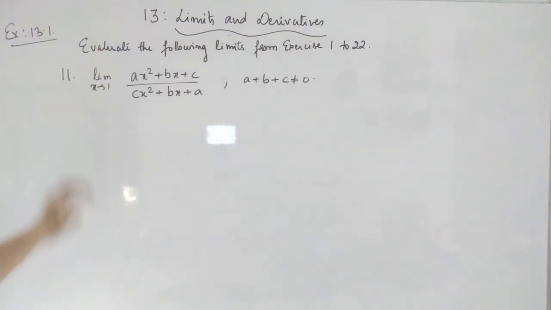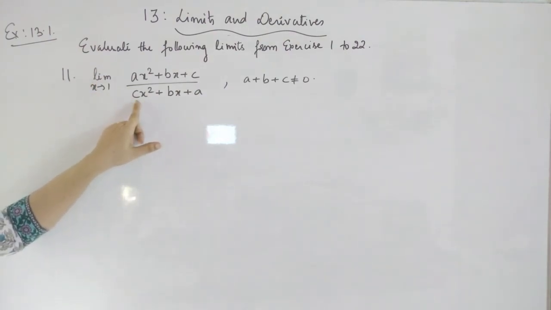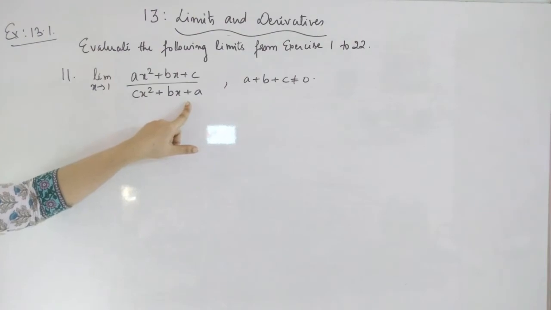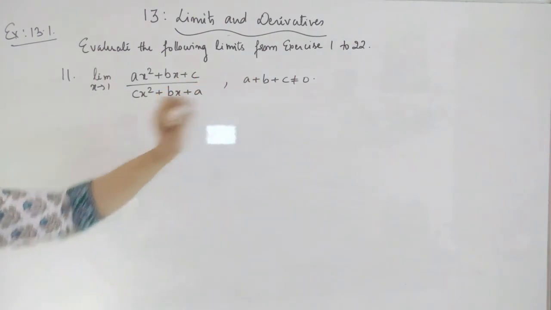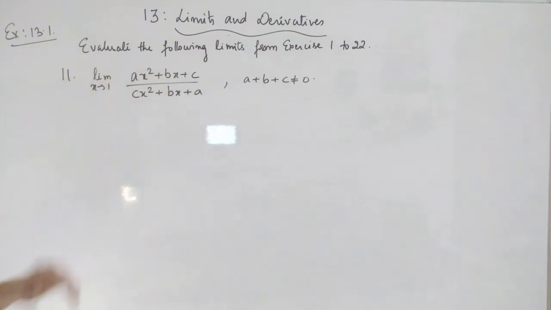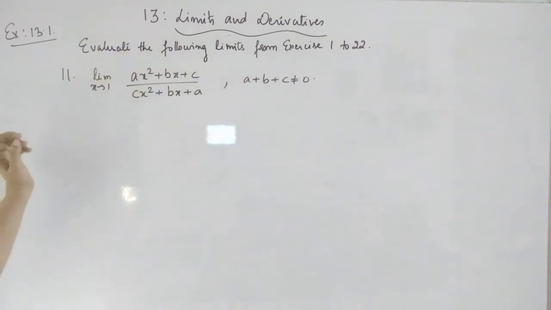Question number 11 is limit x tends to 1, ax square plus bx plus c divided by cx square plus bx plus a, where a plus b plus c is not equal to 0. Now why this condition is given in this question is, when you replace x with 1, you will get the denominator as c into 1 square plus b into 1 plus a, which is c plus b plus a, or a plus b plus c. So that should not be equal to 0, that is what they are giving. Now if this is not equal to 0, we will check the numerator, that will also be not equal to 0. That means it is not in the form 0 by 0. Right? For confirming that it is not in the form 0 by 0, they have given this condition, because we don't know the values of a, b, c.